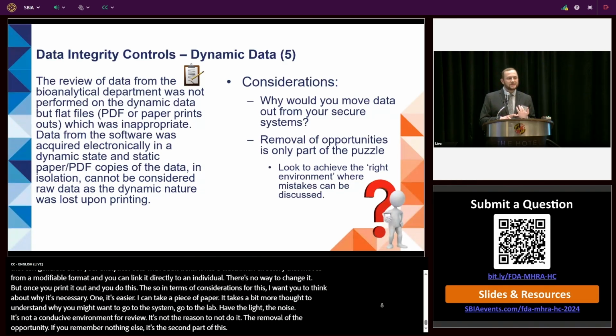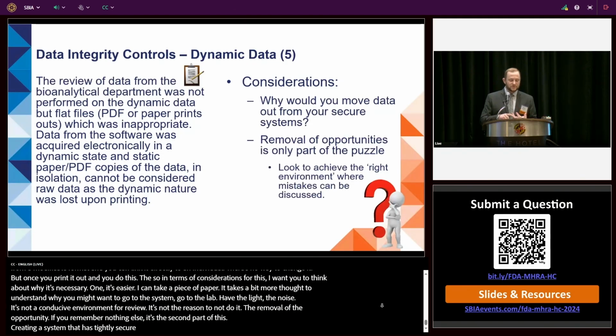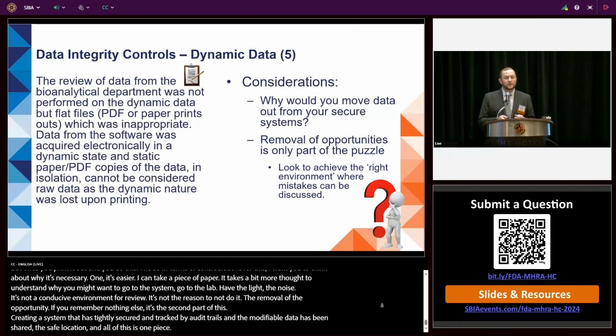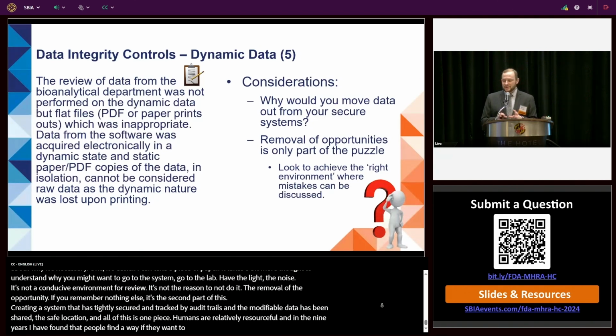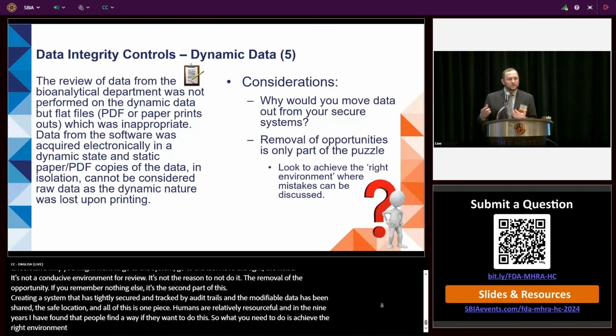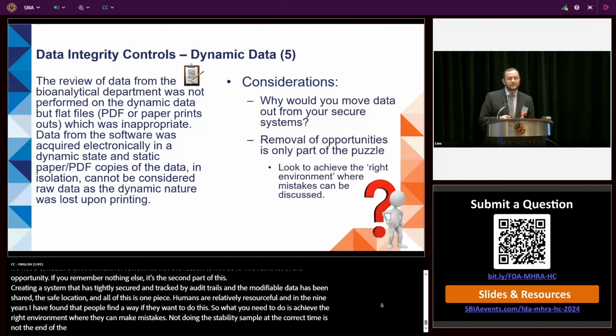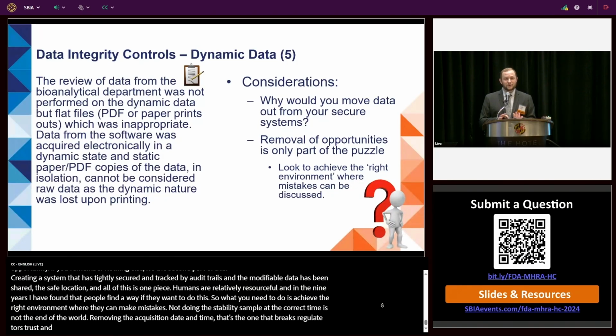Creating a system that is tightly secured and tracked by audit trails, where the modifiable data is moved by Watchman directory to a safe, secure location and the archive is all intact as one piece. Humans are relatively resourceful, and in 9 years, I've found that people have found a way if they want to do this. So what you need to do is look to achieve the right environment where they can make mistakes. Not doing the stability sample at the correct time is not the end of the world. Removing the acquisition date and time is. That is the one that breaks regulators' trust. We then talk about where else the modifications come. And going back to that, that is a very difficult crack to fill.